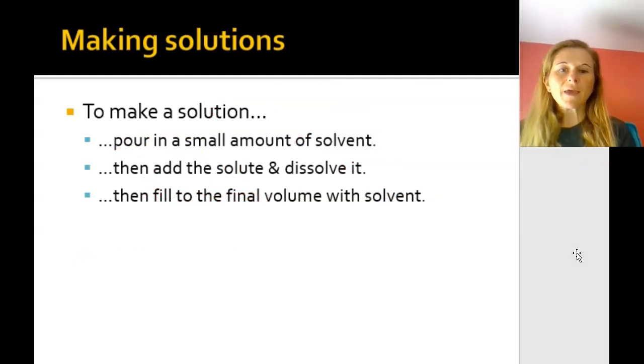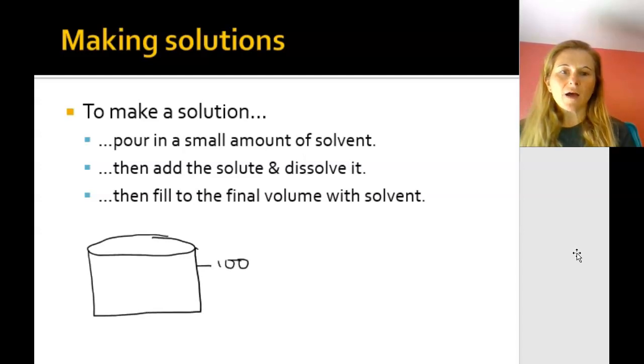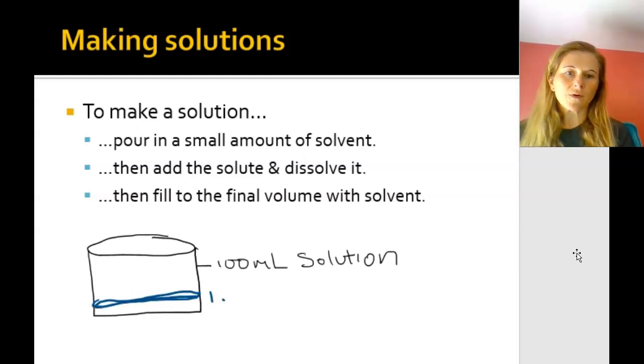Okay, to make a solution, we're going to start by taking a beaker. And let's say we want to end up with 100 milliliters of solution. What we're going to do is our first step is we're going to add a small amount of solvent. So step 1, add a little solvent.